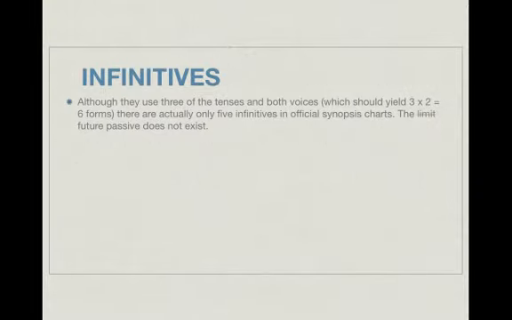There should be 6 forms of the infinitive if you do the math, because infinitives use 3 of the tenses and both of the voices, active and passive. But for some strange reason, the future passive infinitive doesn't exist. I actually think it does exist because you should be able to build it the same way you build the other infinitives that have participles, but I digress. Official charts and synopses say that it does not exist.